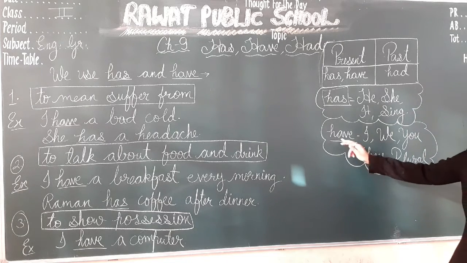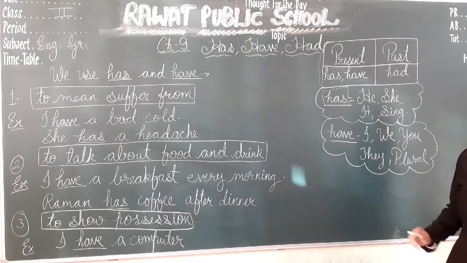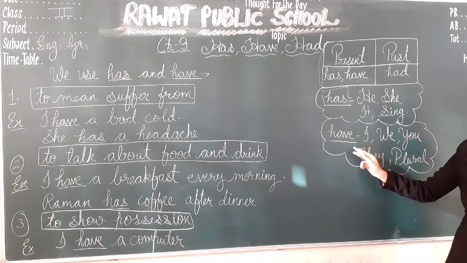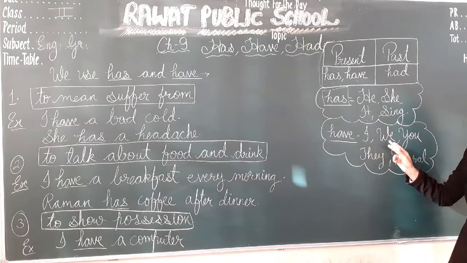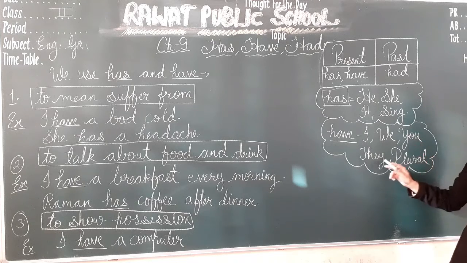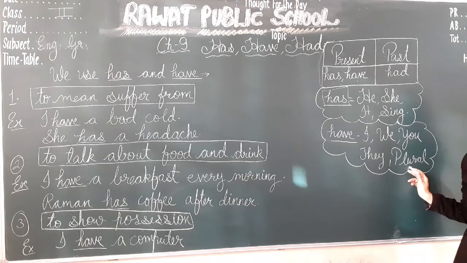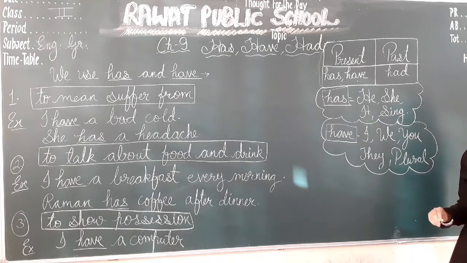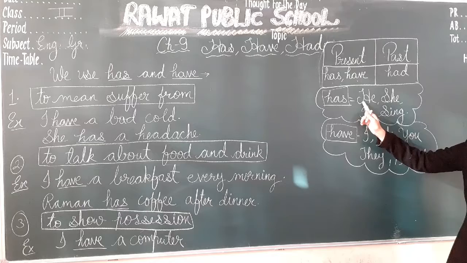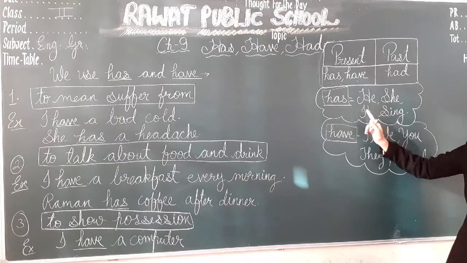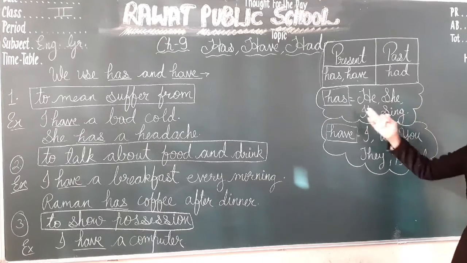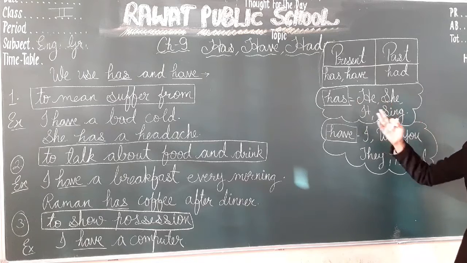Now, the second is H-A-V-E, have. Have is also a present form, but we use have with I, we, you, they, or any plural noun or pronoun. There we are using have. Means has हम कहाँ यूज कर रहे हैं? He has, she has, it has, or any singular name, like Ravi has, Kiran has, like this we will use has.